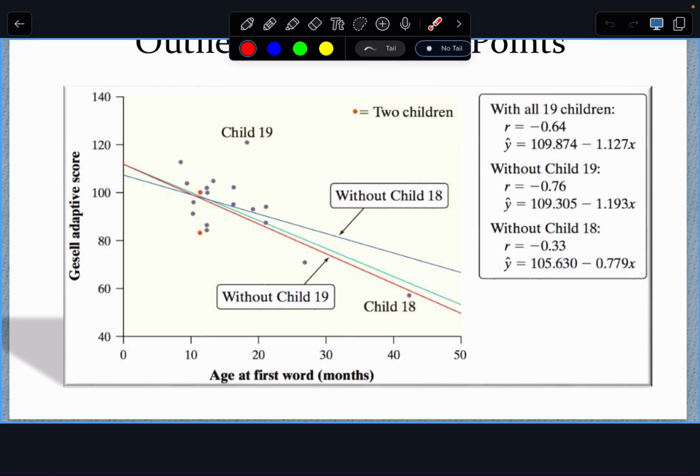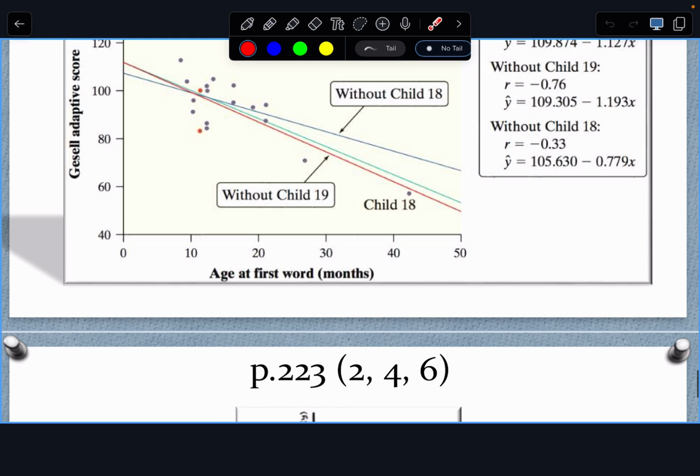If we take out child 18, we weaken the association like we expected. So it was falsely overemphasizing the strength of the association. We take it out, we get a much weaker association. It also greatly affected the slope and the y-intercept as well. So it's pulling down on that line quite a bit. When we release that, the line levels back out. Okay? So those are the kinds of things we're thinking about there.